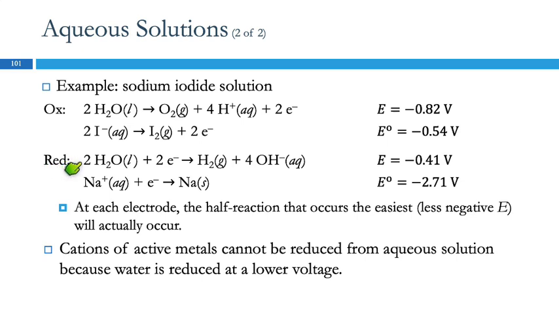Here we're looking at the reductions. We can have hydrogen in water being reduced to hydrogen gas, or sodium ions being reduced to sodium. And here, it's easier for the hydrogens to be reduced than the sodium. So you cannot get sodium from the electrolysis of an aqueous solution of sodium iodide or sodium chloride, because the water's going to be reduced instead of the sodium.